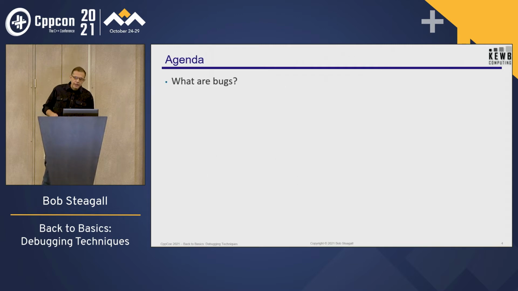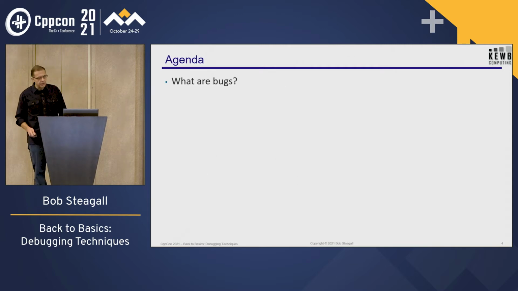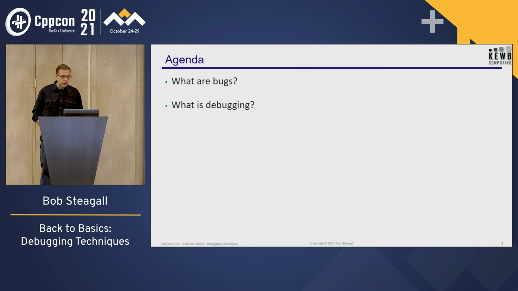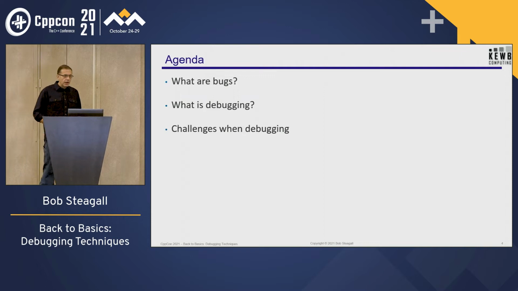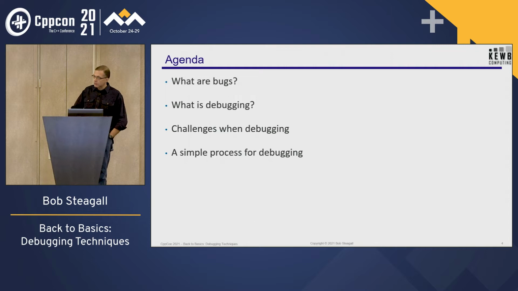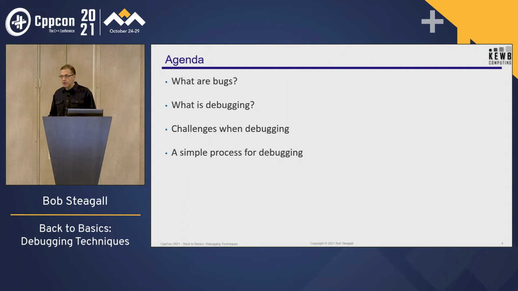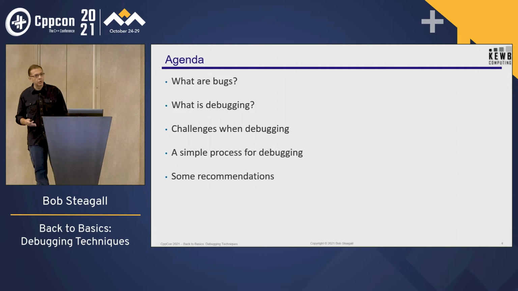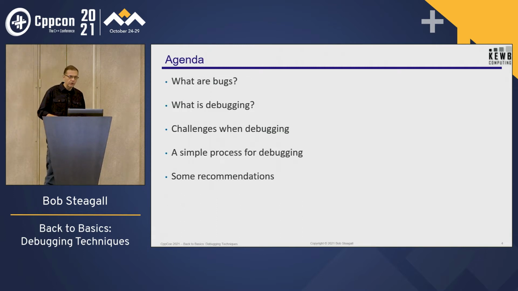So if you go to my talks, you know I like to begin with definitions, and I'd like to talk about what bugs are and what debugging is. That's the point of this session. I'll talk about some challenges that we face when we try to debug problems, and I will put forth a simple process for debugging, one that I've found useful over the years, and I'll end with some recommendations about how to approach the problem of debugging in your own world. And as I said, I hope that you'll find some useful tips there, or maybe you can print out some of the ideas and keep them beside you when you're trying to solve some of these problems.